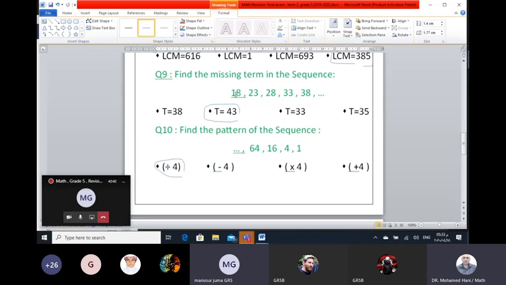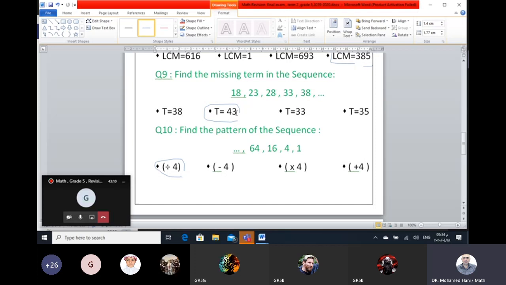The pattern here. Okay, just listen now, please. 18, then 23 means add 5. Then 23, 28, add 5. 28, then 33, add 5. 33, then 38, add 5. So the pattern here is plus 5. To find the missing term, 38 plus 5 will be 43.